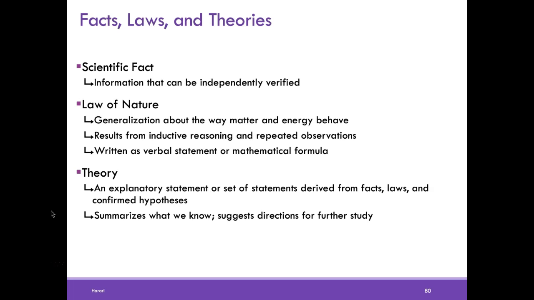The purpose of a theory is to suggest where to go, where to study further, and to help predict what the findings should be if the theory is correct. So it summarizes what we know, and it suggests directions for future study. Cell theory, for example, summarizes what we know about cells, but it also suggests directions for further study. It also sets the parameters for what we can discover in the future about cells.